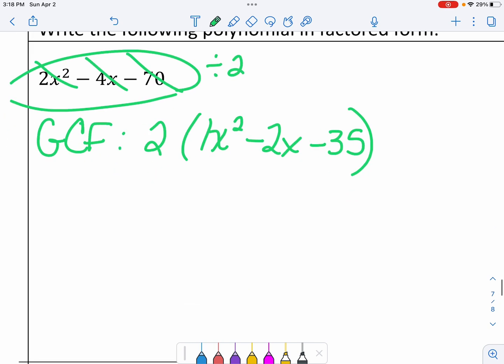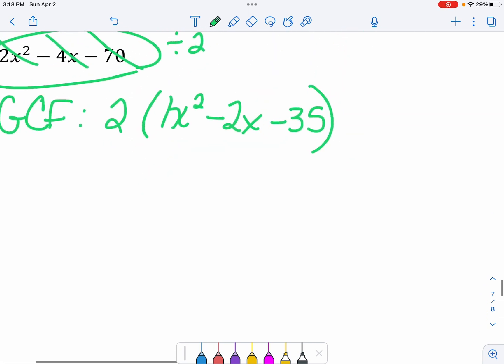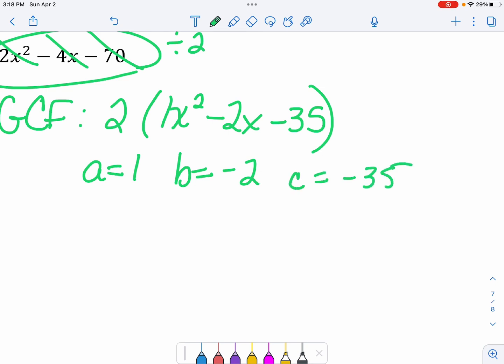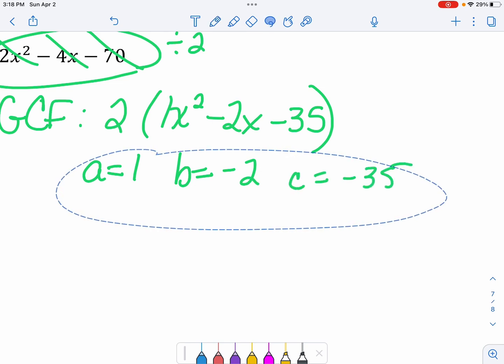Okay. Now, can you tell me what A is, please? A is 1. B is -2. C is -35. Maybe I should have put A here.